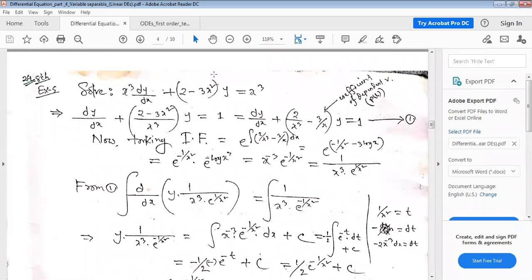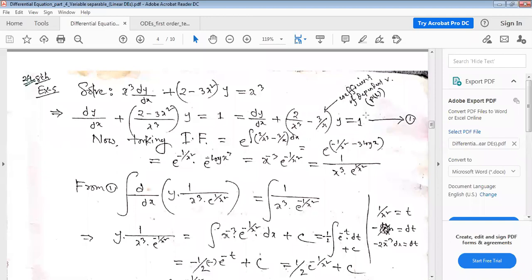Just arranging as the standard form of linear differential equation of first order. Dy dx, just dividing with x cube on both sides, we get this, the y coefficient equals to x cube divided by x cube, that is 1. So dy dx plus 2 divided by x cube, just separating with x cube, 2 by x cube minus 3 by x. Okay, x cube and x square cancel. So minus 3 by x into y equals to 1. This is the equation number 1, right? And this is the standard form also, dy dx plus p into y equals to q.